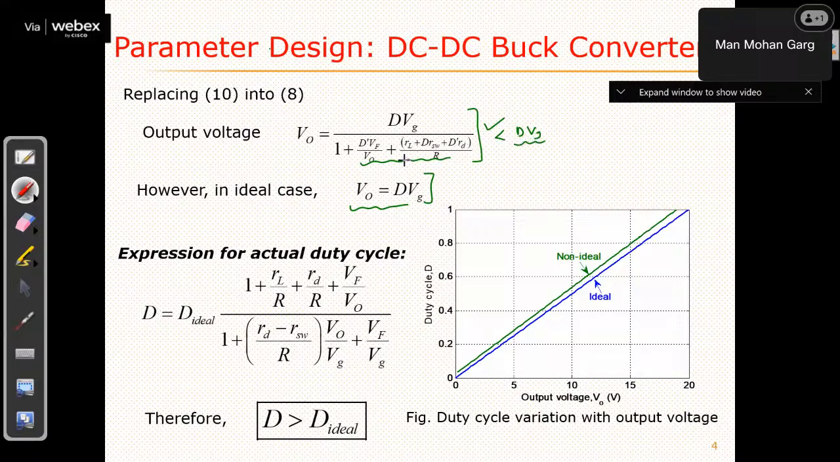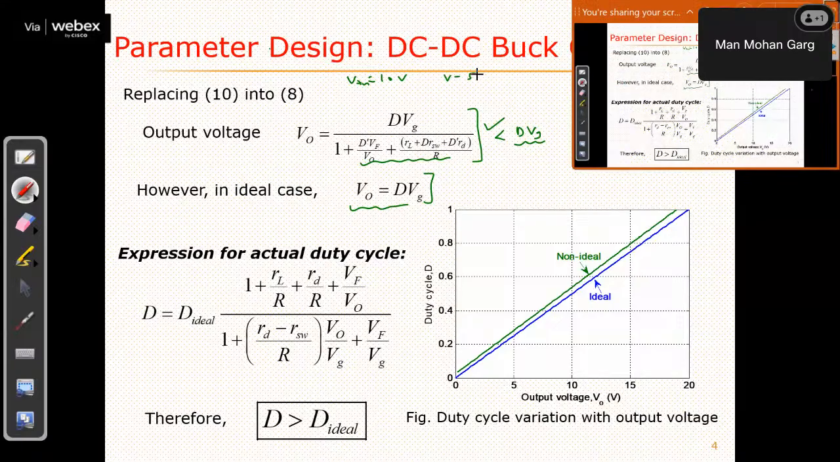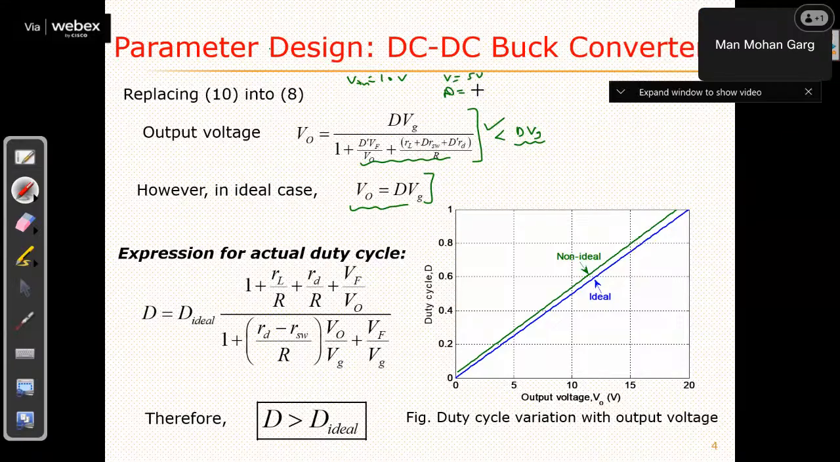So what is happening here? Let's say you have designed one buck converter, 10 volt input and 5 volt output. Duty cycle is 0.5 definitely. So with this ideal case, you will get 5 volt output.